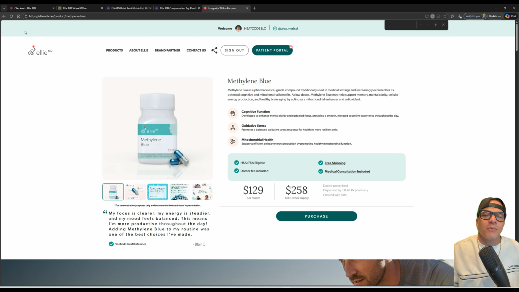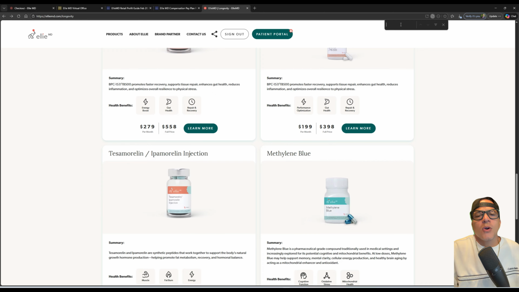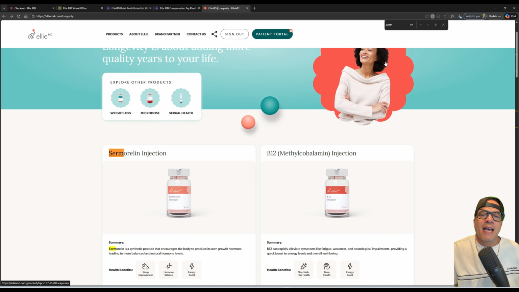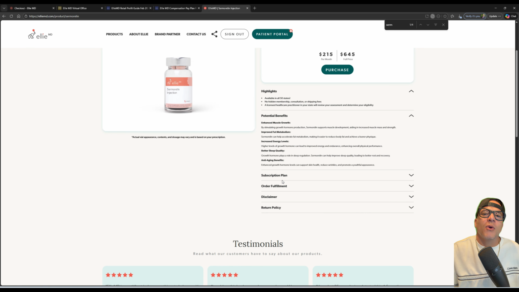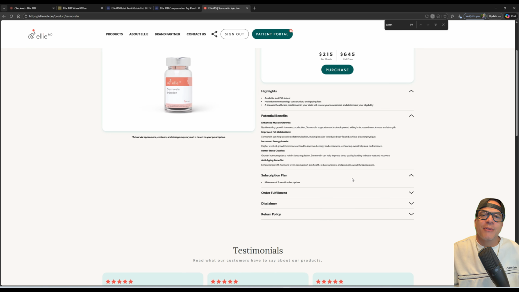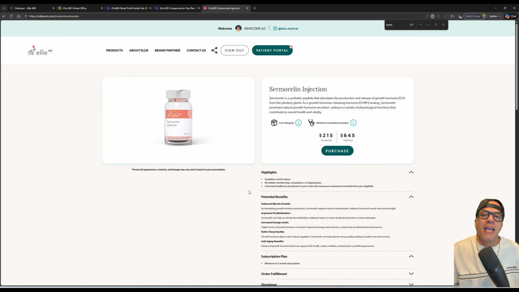Methylene blue is one of those ones that have slowly climbed up atop my list. I love it. Methylene blue is amazing. We also have sermorelin. Now this one stimulates the body's natural growth hormone production and is associated with muscle growth, fat metabolism, energy, better sleep, anti-aging support, you name it. Sermorelin is for people who want recovery, better rest, body composition support, and healthy aging without replacing growth hormone directly.